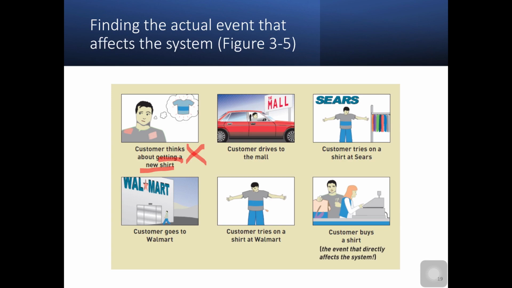Second event, customer drives to the mall. Does it affect the system? No. Customer tries on a shirt at this mall. Does it affect the system? No. Customer goes to another mart, Walmart. Does it affect the system? No. Customer tries another shirt. There is no impact to the system. And lastly, customer buys a shirt. So this is the event that directly affects the system. Why? Because when the customer buys a shirt, the inventory will be reduced and it will generate a sales report for the system.